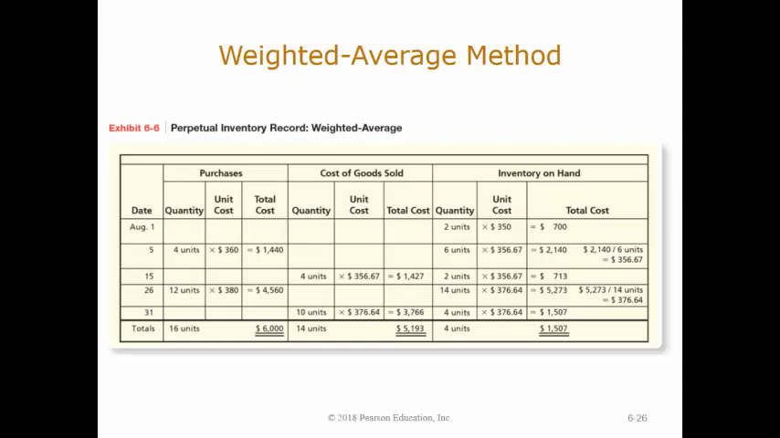$356.67 per unit. When we add 12 units at $380 each on August 26, there will now be $5,273 in inventory and 14 units. The new weighted average cost per unit will be $376.64, which will result in ending inventory having a total cost of $1,507.